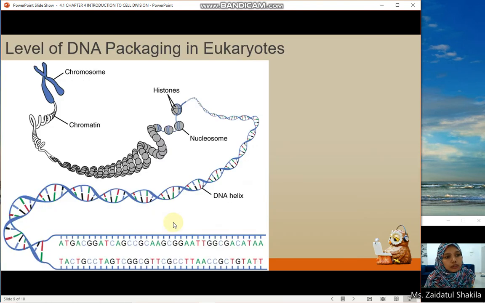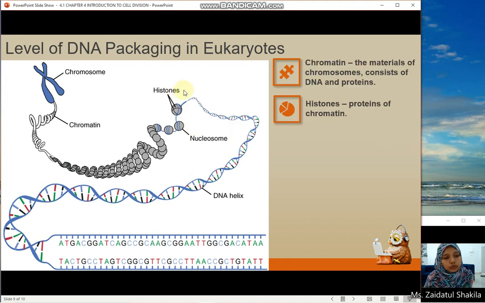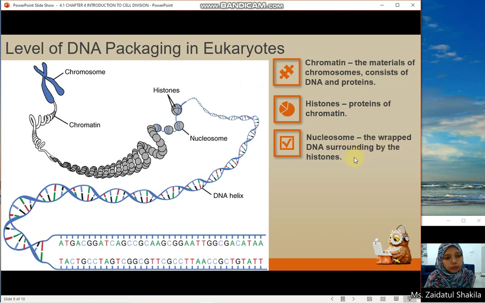This one is the level of DNA packaging in eukaryotes, whereby a chromosome consists of tightly packed chromatin. Chromatin consists of DNA and also histones. Histone is the protein, and then the nucleosome is the term for DNA wrapped by the histone proteins.